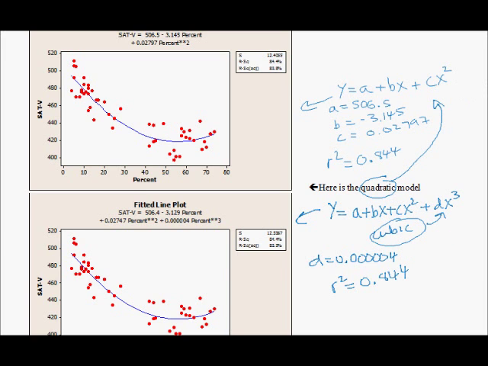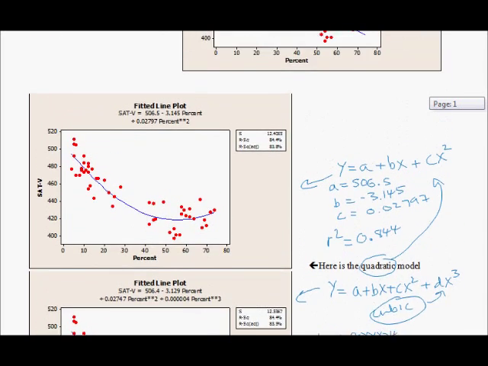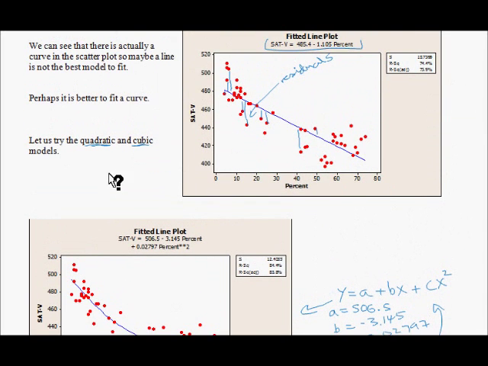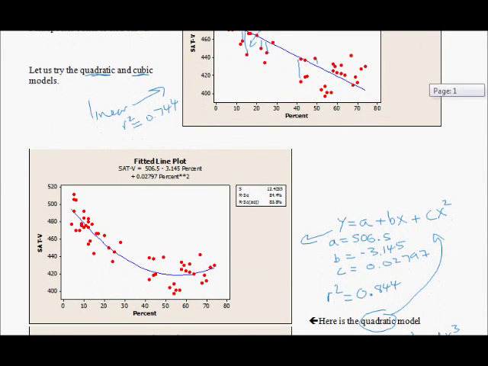Well, what was r squared for our linear model? If we go back to the linear model up here, r squared was 0.744, right? 74.4%. Remember, 74.4% of the variation in y is explained by the model. So notice r squared jumped up quite a bit from the linear, the 0.744, to the quadratic 0.844.